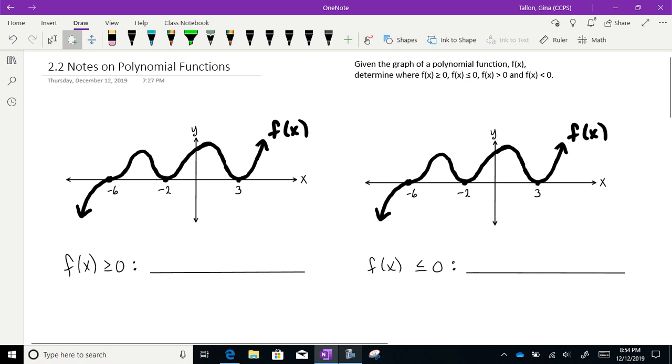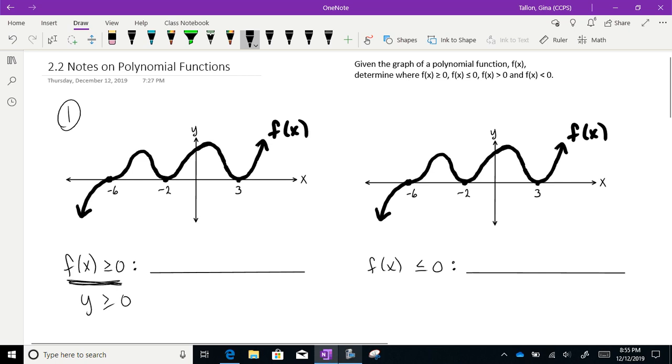I am giving you a polynomial function, f of x, and I'm going to ask you 4 questions about the same function. The first question is, I'll just mark number 1 for question number 1. I want to know where is f of x greater than or equal to 0. So I want to know the x values, the domain intervals, for which the y values are greater than or equal to 0.